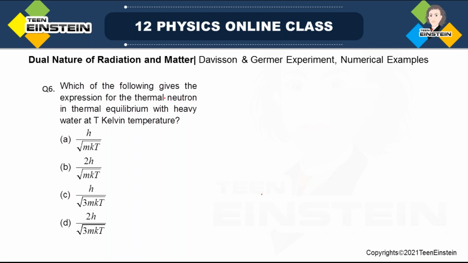I'll just take up a final problem from de Broglie's hypothesis. Which of the following gives the correct expression for the thermal neutron? So this is actually for a thermal neutron in heavy water. It is in thermal equilibrium at T Kelvin temperature.